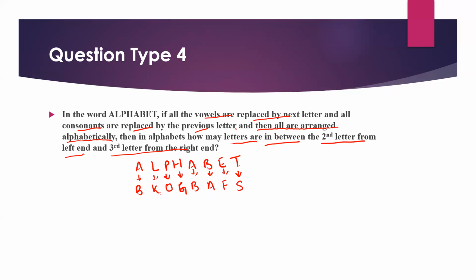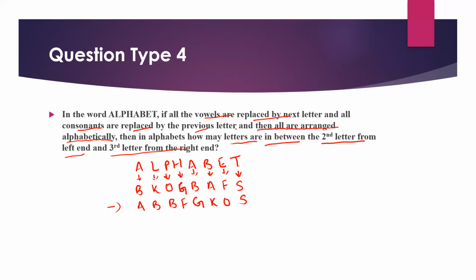So after replacing the vowels and consonants, the next step is to arrange them in alphabetical order. If we arrange it alphabetically, how will it change? At first we will write A, then B. We have 2 times B here, B, and then F, then G, then K, then O, and then S. So all the vowels are replaced by the next letter, all the consonants are replaced by the previous letter, and we have also arranged it alphabetically.